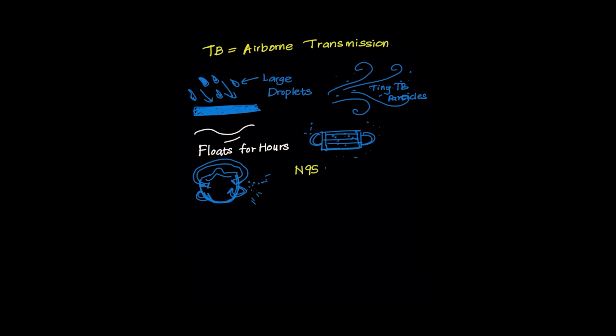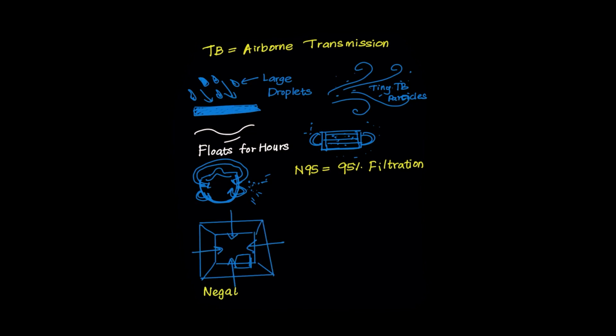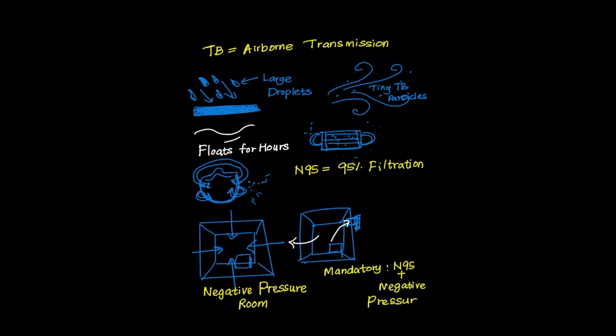You need an N95 respirator that filters at least 95% of airborne particles. The negative pressure room continuously pulls air in and filters it before exhausting outside, preventing TB particles from escaping into hallways. This combination of N95 masks and negative pressure rooms is mandatory for TB patients.